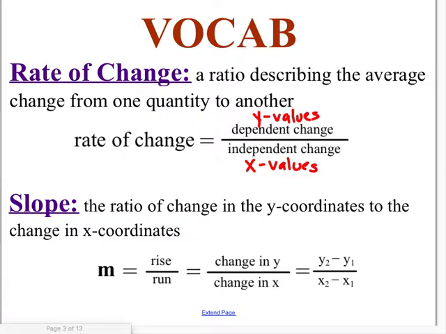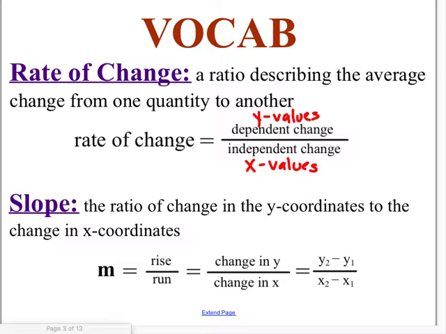Which brings us down to slope. So that is one that we specifically use on a graph. The algebraic symbol for slope is m. That's why it says down here at the bottom, m is equal to. Not really sure why they picked m, but we're just going to roll with it.